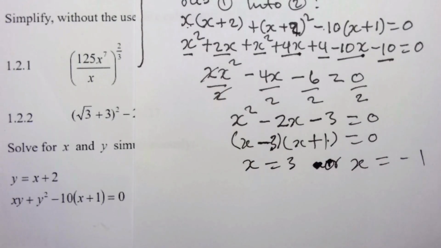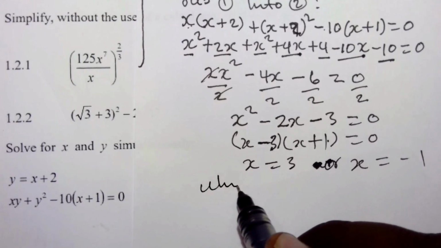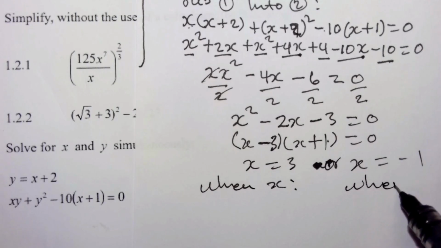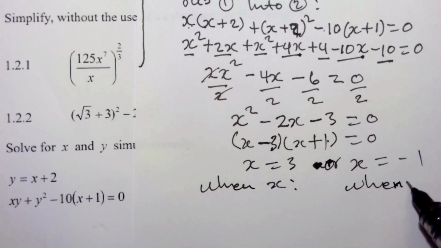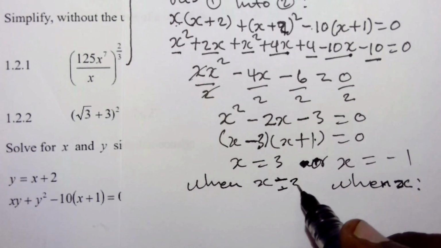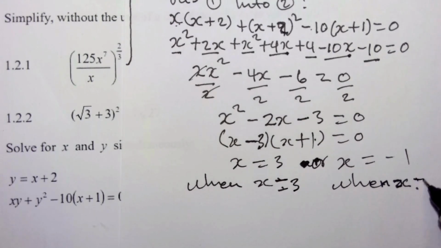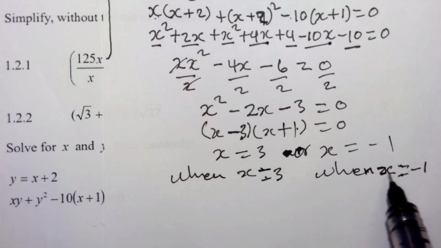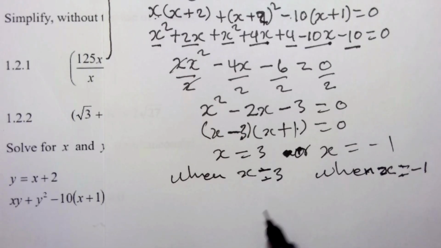So what is the next step now? The next step now, you take these values, you plug them in when x is equal to 3 or when x is equal to negative 1. Remember, we are looking for x and y here. So you need to use these values to find the values of y. So the question to answer, what is y when x is 3? What is y when x is negative 1?